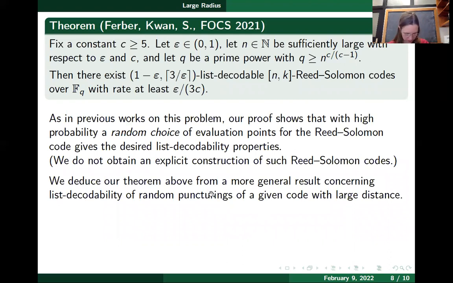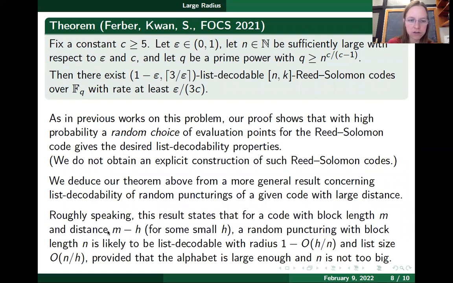And one other thing I want to mention is that we did use this theorem up here, actually from a more general result concerning list decodability of random puncturings of any given code with very large distance. So the polynomial structure of these Reed-Solomon codes is actually not really used. You can generalize this to codes of very large distance.